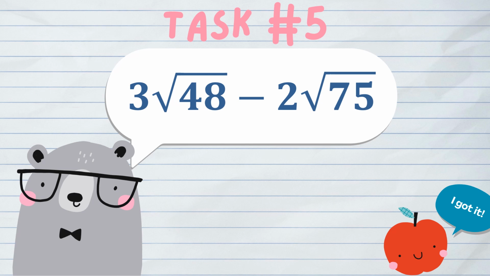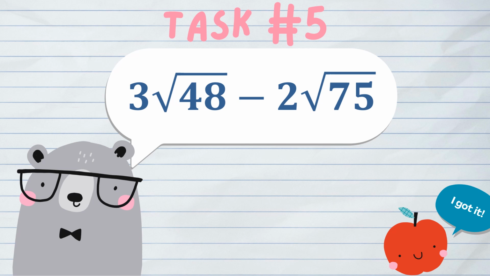Alright, so for the next task, now let's check again if the given radicals are similar or not. As you can see, they do have common indices, but their radicands are not the same. So if that's the case, let's try to simplify each radical if possible, and let's see if we're gonna find out similar radicals afterwards.